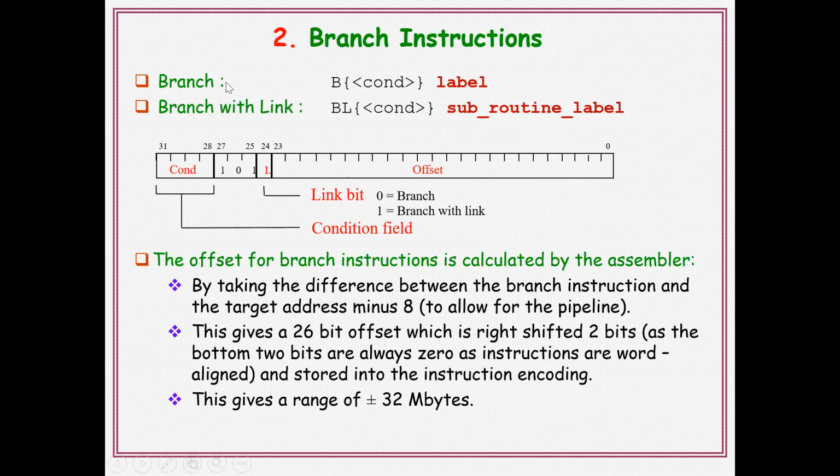Here we can use branch with condition, which is optional, like branch if it is equal, if it is greater than, if it is less than, if it is greater than or equal, otherwise if it is not equal. So you can use those conditions also and specify the destination label. Next one is branch with link. Here also it is the same: branch with link optionally supports a condition field and a subroutine label. Branch is for normal programs, and branch with link is for subroutine programs.